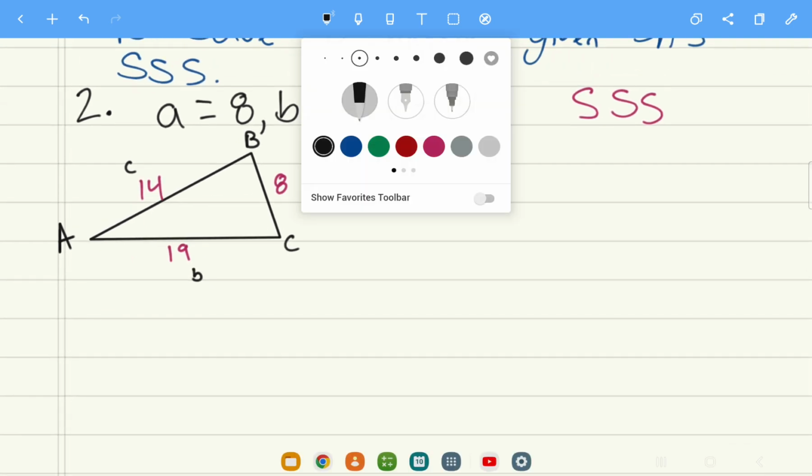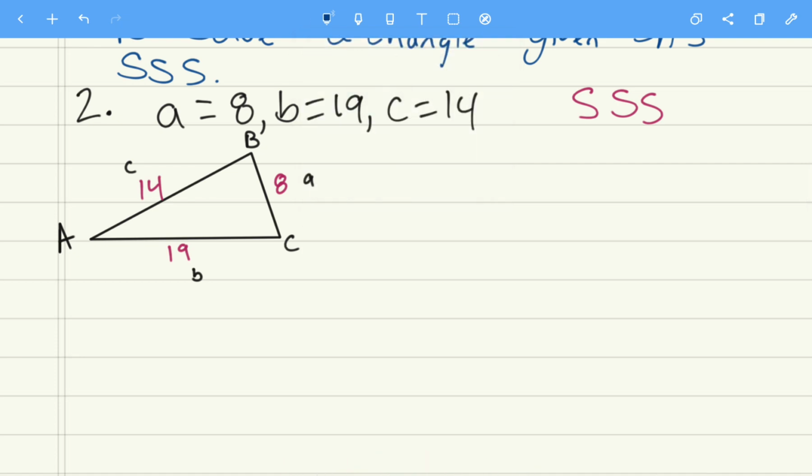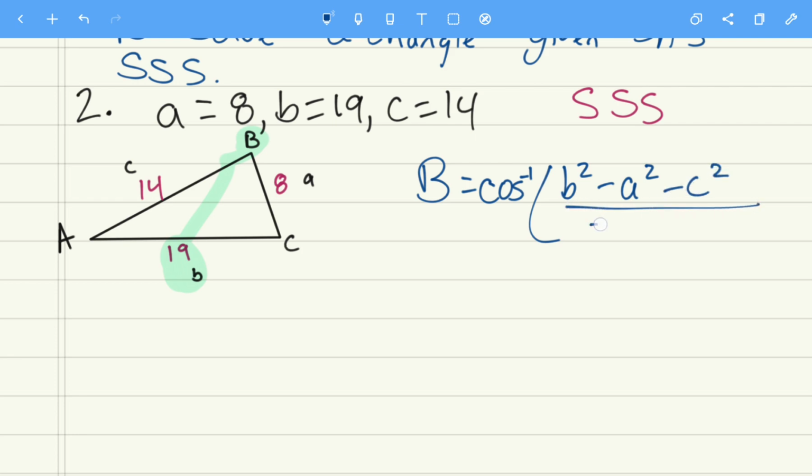So you can start with any angle. Typically the one with the longest side is probably the best to work for, but you can use any angle. So I'm going to start with angle B because that's our longest side. So we have B equals the cosine inverse of (B squared minus A squared minus C squared) over negative 2AC. This is a modified version of the law of cosines.